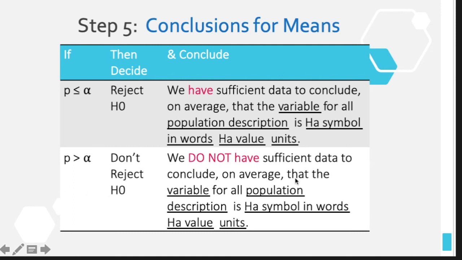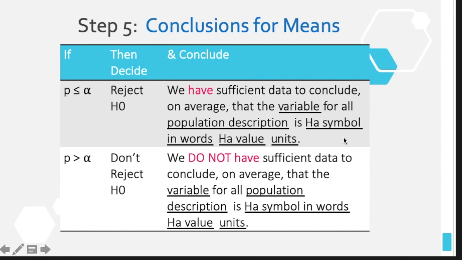So you can go back here and you can see that we have this kind of wishy-washy statement. If you don't reject the null, we never say the null is true. We never, never, never say that the null is true, because the null says that it's exactly equal to some particular value, and there's no way that we can know that unless we have the entire population of everything in the population. So we just make this wishy-washy statement.